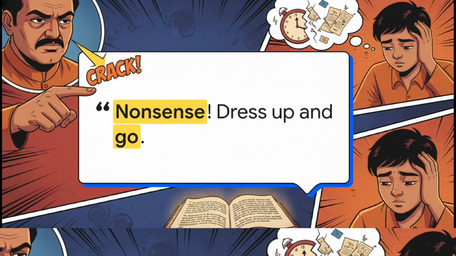His father is way more strict and sees right through the excuse. He calls it nonsense and even throws in a little bit of advice. "Loaf about less on Sundays and you will be without a headache on Monday." Ouch. Yeah, that one had to sting. So attempt number 1 is a total failure.